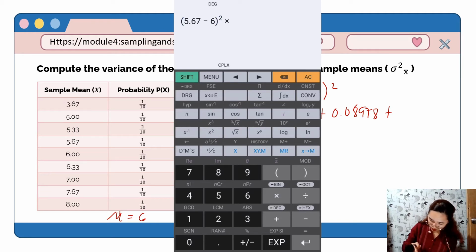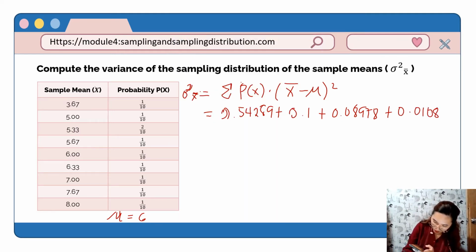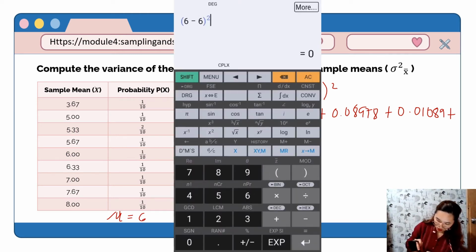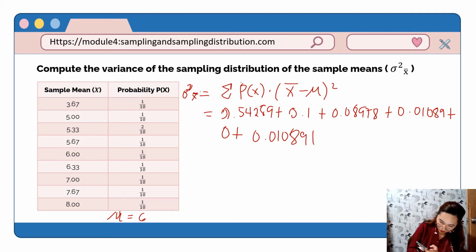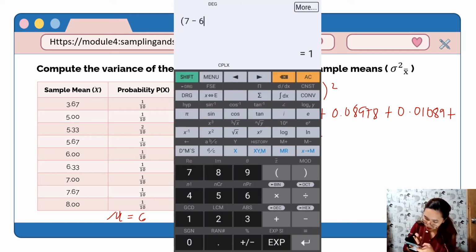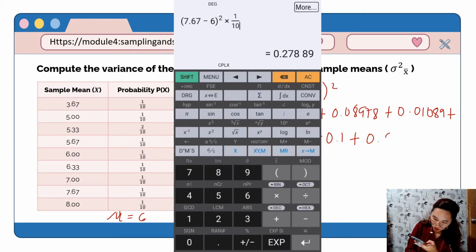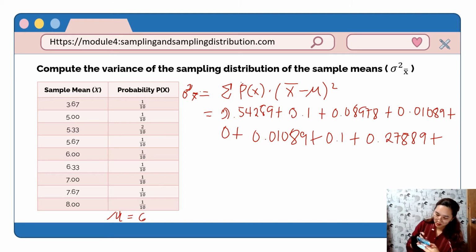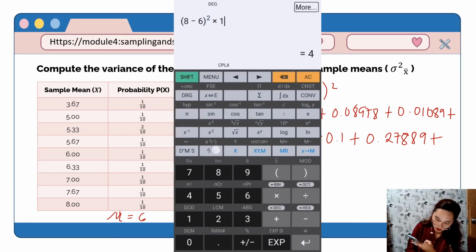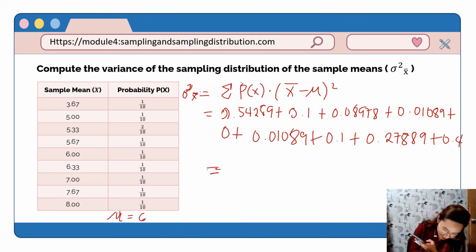5.67 minus 6 squared times 1 over 10. So we have 0.01089. Next, 6 minus 6 squared is 0, times 1 over 10, so it is 0. Plus 6.33 minus 6 squared times 1 over 10, we have 0.01089. Plus 7 minus 6 squared times 1 over 10 is 0.1. Plus 7.67 minus 6 squared times 1 over 10 is 0.27889. Plus 8 minus 6 squared times 1 over 10, which is 0.4. Then we add them to get our sample variance.